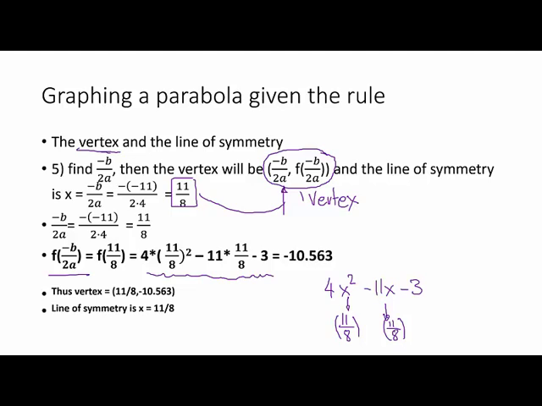The line of symmetry of the parabola, where the parabola is symmetrical around a vertical axis, is going to be x equals 11/8. So it's always going to be x equals negative b over 2a. So now I have the vertex, the x-intercepts, the y-intercept, and I know that the parabola opens up. And I'm ready to actually graph the parabola.